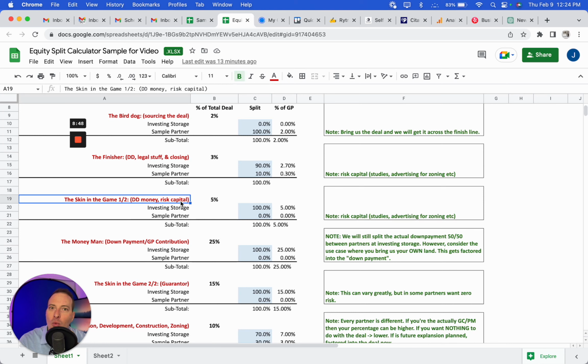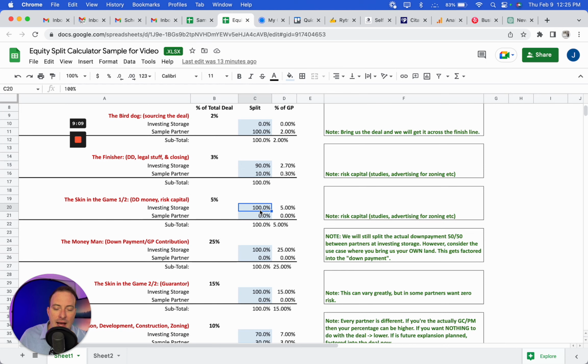Skin in the game, one of two. That's your DD money, right? And again, the way this works is how much do we think of all the skin in the game, risk capital and due diligence money is worth 5%. Because you can lose the deal before you've even done your due diligence, right? And this money's just lost.